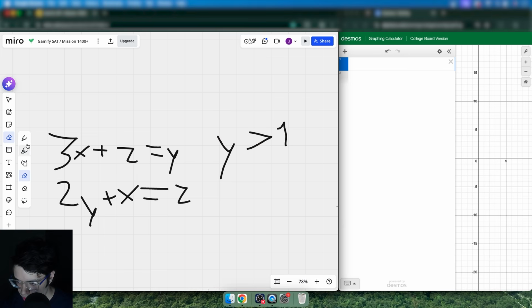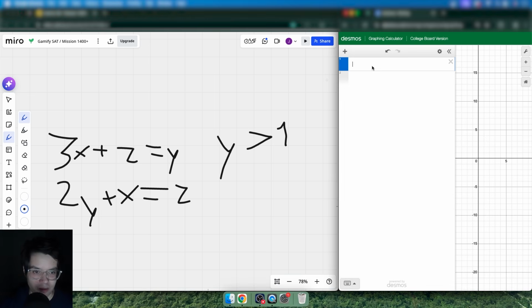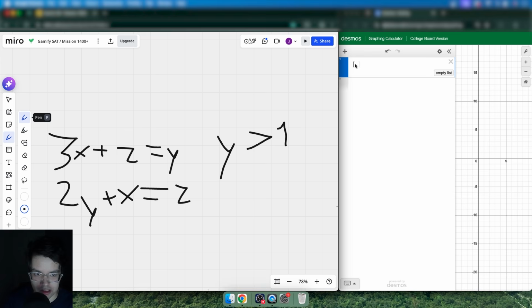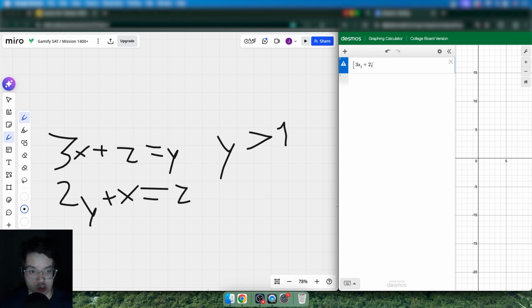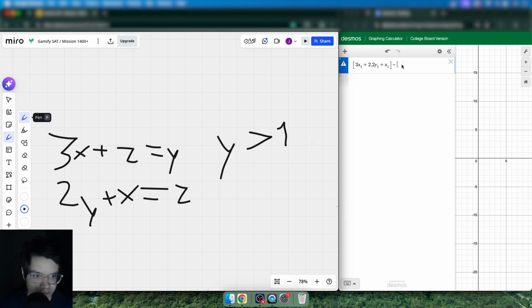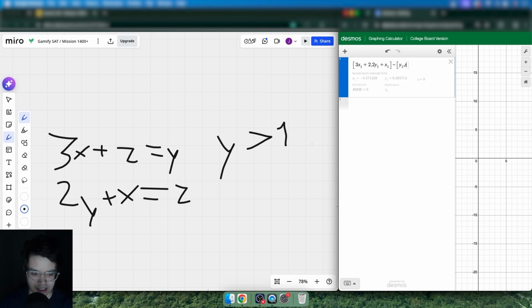Okay, so let's say we have this here. We have these two equations, and then y must be greater than 1. What I would have to do is make this bracket thing. Let me put the left side of the first one in here. So I'd say 3x1 plus 2, because we put the 1s there again. And then the left side of the second one, 2y1 plus x1. Then end the bracket, equal to, aka tilde, the two things on the right side. So that would just be y1 and then z.